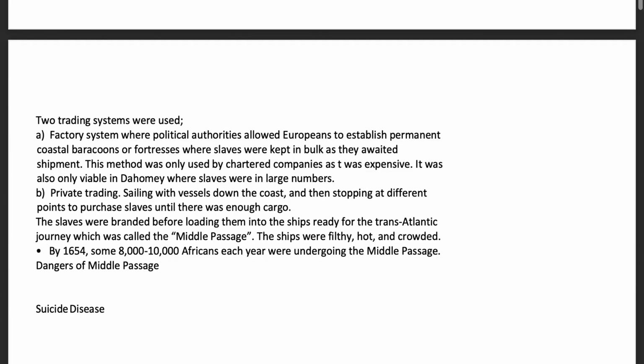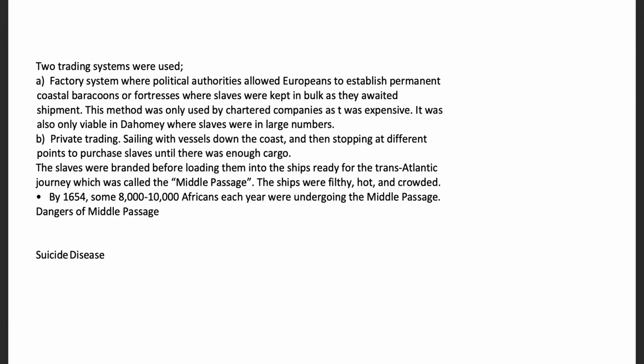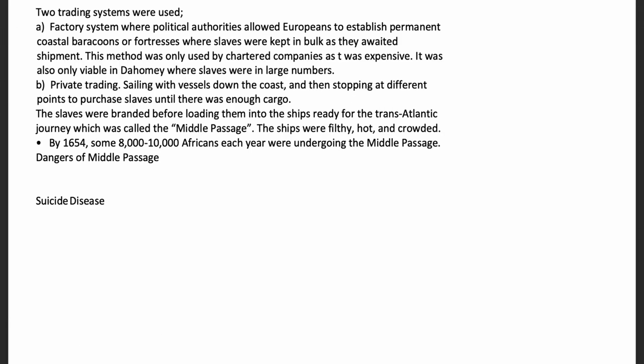Two trading systems were used. A. A factory system where political authorities allowed Europeans to establish permanent coastal barracoons or fortresses where slaves were kept in bulk as they awaited shipment. This method was only used by chartered companies as it was expensive. It was also only viable in Dahomey where slaves were in large numbers.